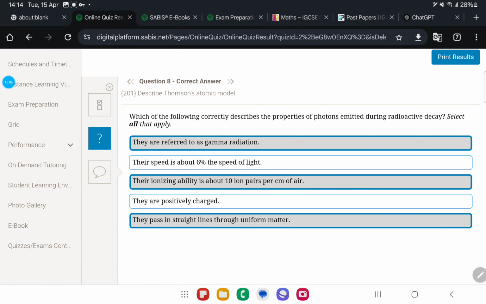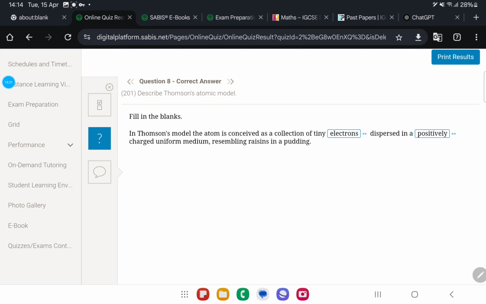Okay. Which of the following correctly describes the properties of photons emitted during radioactive decay? Select all that apply. Okay, something was going on with the question.